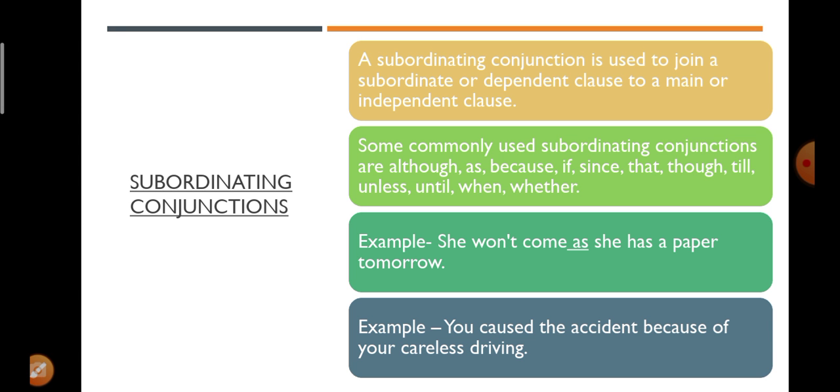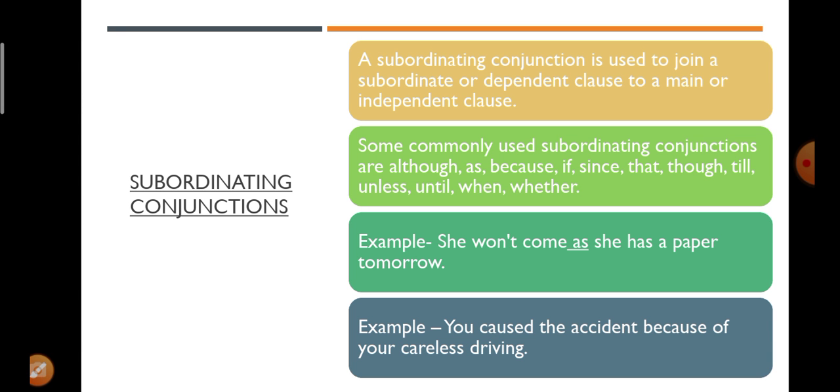Another example: you caused the accident because of your careless driving. So because of your careless driving, this is a dependent clause, whereas you caused the accident, this is an independent clause, because we are getting some meaning by telling this sentence, you caused the accident. So this is a kind of independent clause. There is no dependency on any other part of the sentence.